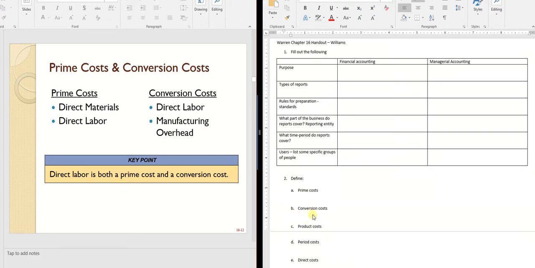If you haven't read the chapter yet, first of all, you need to read the chapter. But watching this beforehand may help you read the chapter more fluently. Conversion costs we'll learn as the two costs to convert direct materials into the finished product, and those two costs are direct labor and manufacturing overhead.